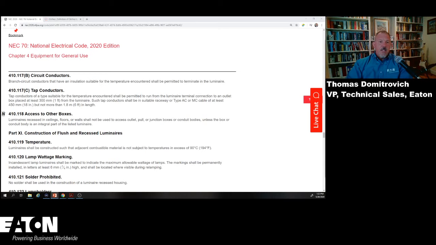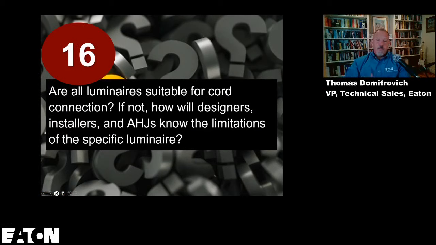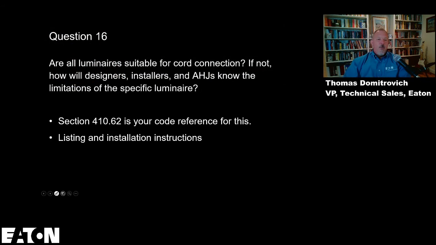So section 410.62 is the code reference. This is the question: are all luminaires suitable for cord connection? If not, how will designers, installers, and AHJs know the limitations of the specific luminaire? Unfortunately, I wasn't showing it there for the last one. So I would say 410.62 is the code reference, and you're going to be following the instructions.